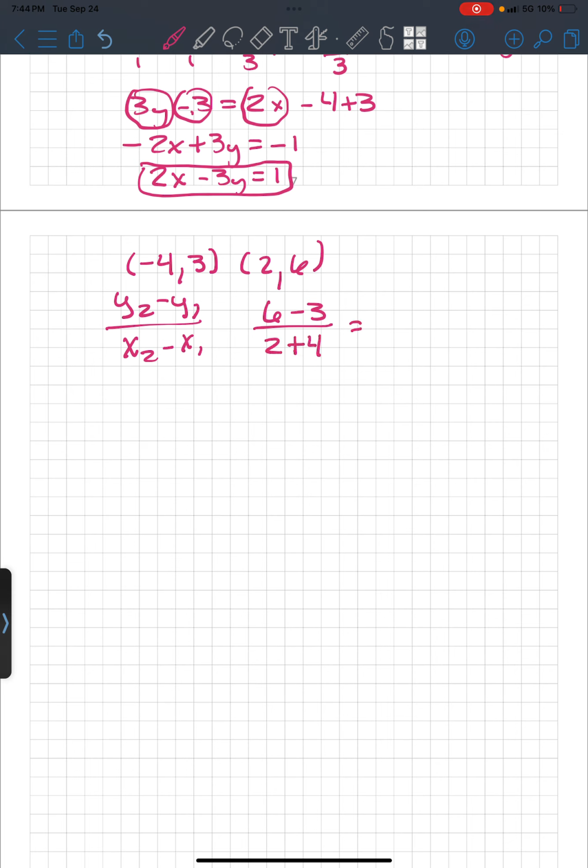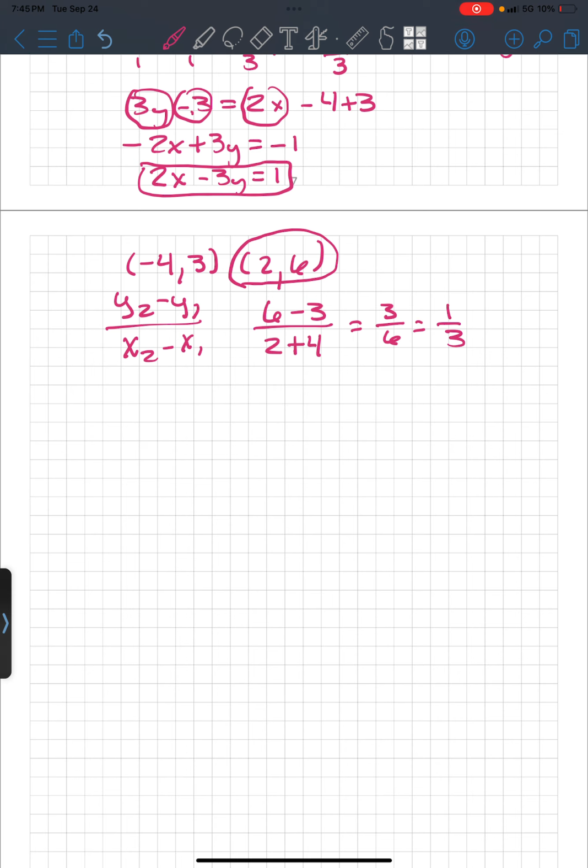6 minus 3 is 3. 2 plus 4 is 6. So our slope is 1/3. Now we need to find our b. If you remember in example 1, we put a point in and the slope in, and then we found b. You can use any point you want. I'm going to use this. If you use negative 4 and 3, you will get the same answer as b.